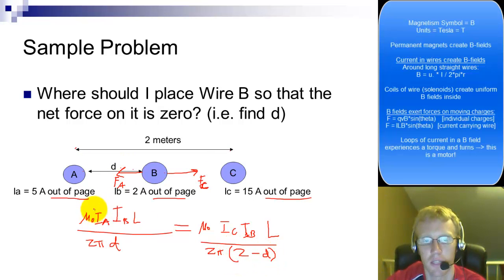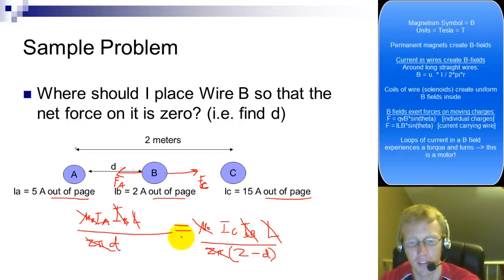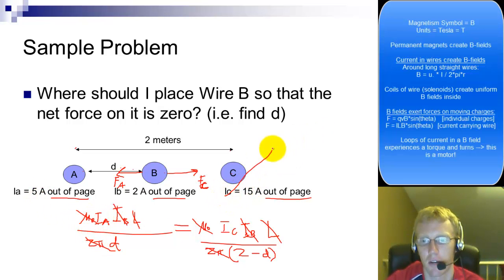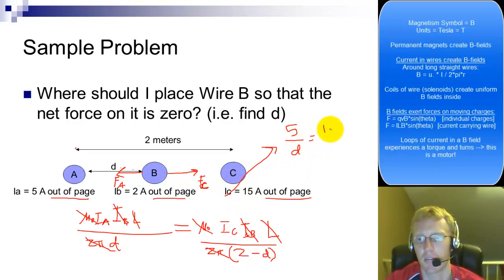Okay, so mu naught is in both, so that cancels out. 2 pi is in both, so that cancels out. L is in both, so that cancels out. And the current B is in both, so that cancels out. So a whole bunch of stuff canceled out, and we're left with just current in A, which was 5 amps, over d. So 5 amps over d equals IC, which is 15 amps, over 2 minus d.